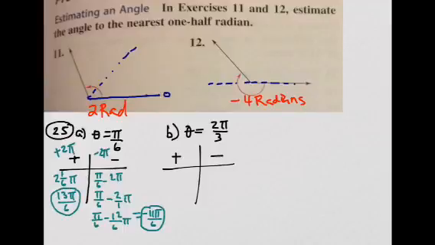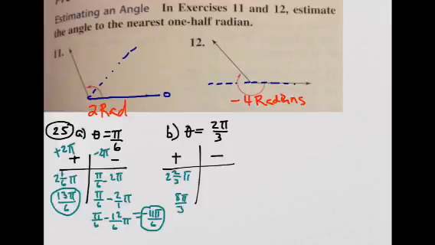2 pi over 3: 2 2/3 pi, because we're adding 2 pi to 2/3. So change it to an improper fraction. You do 2 times 3, that's 6, plus 2, that's 8. So that's 8 pi over 3.